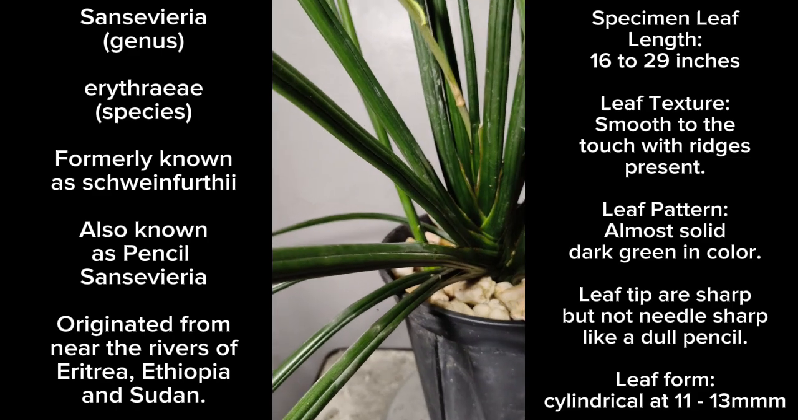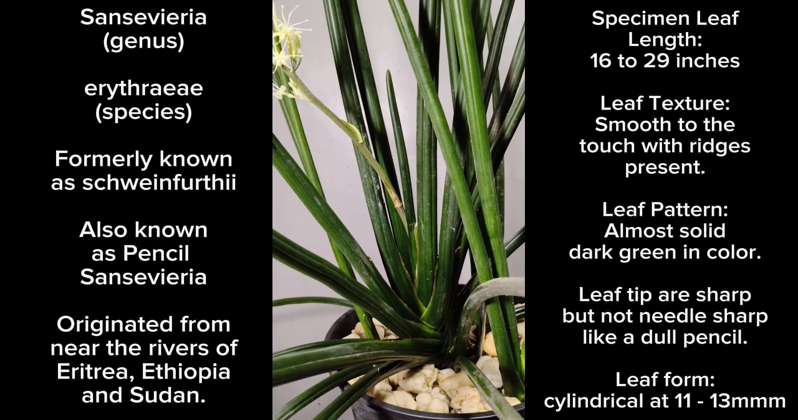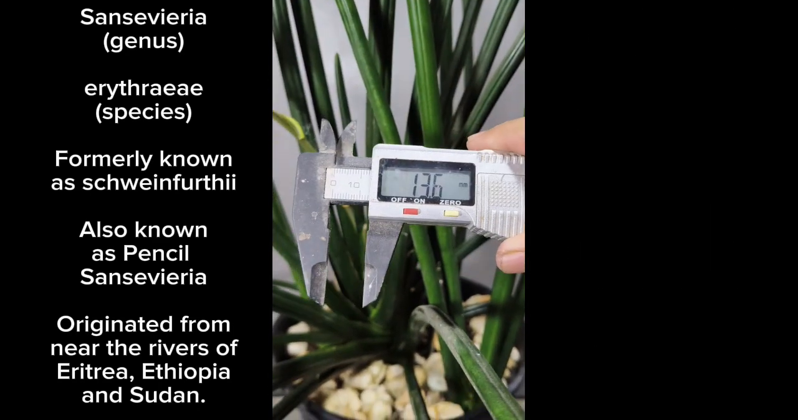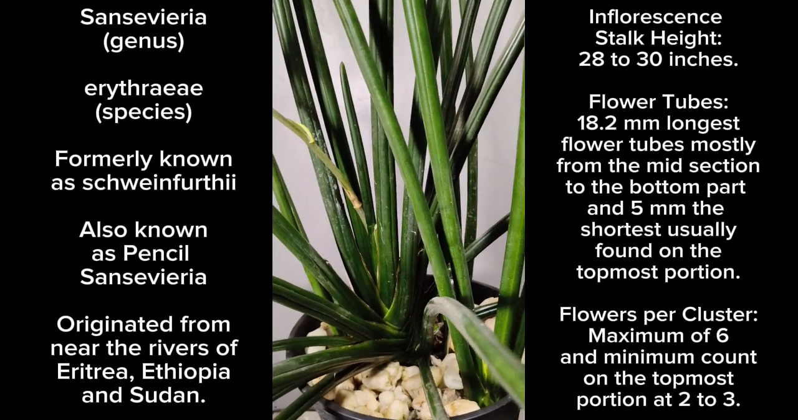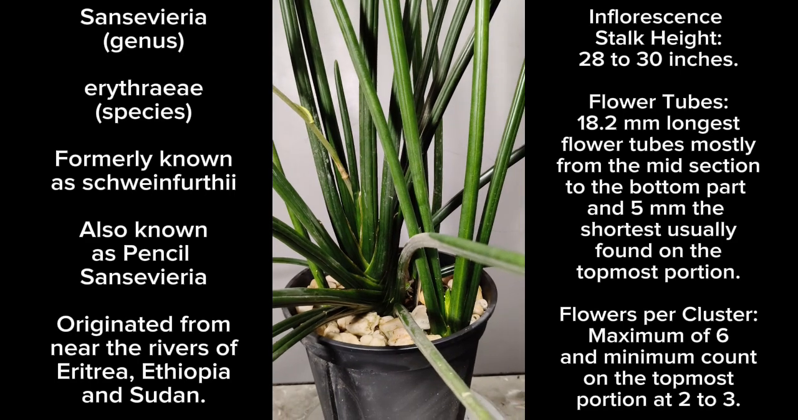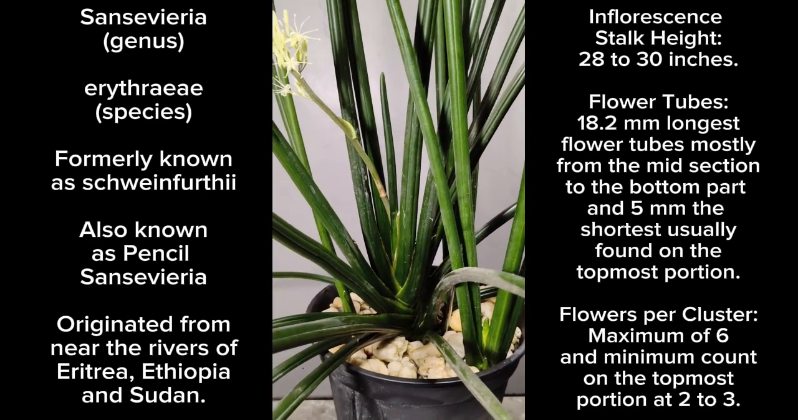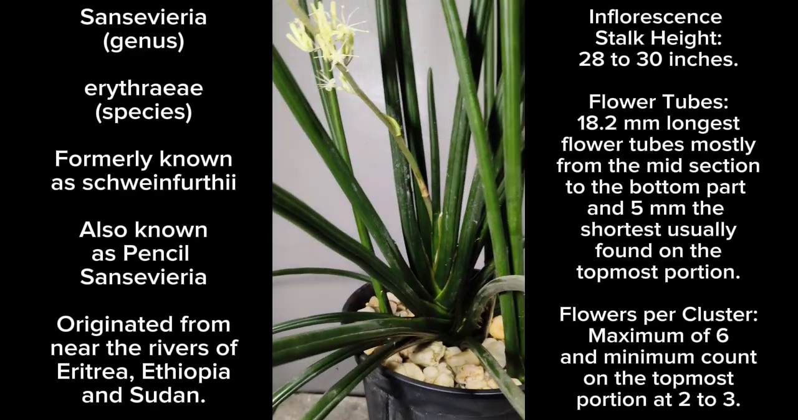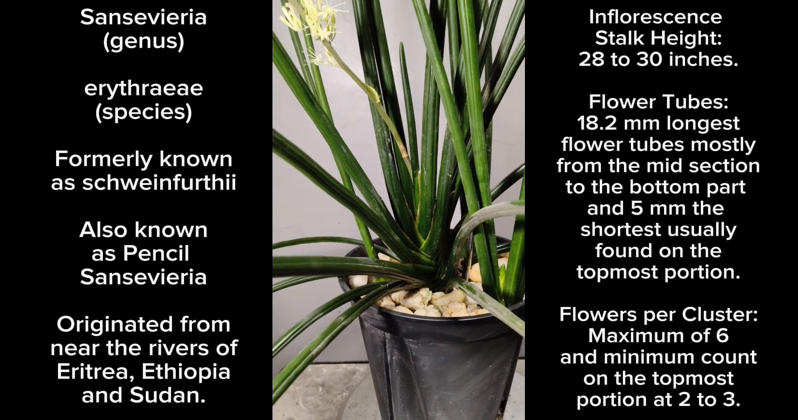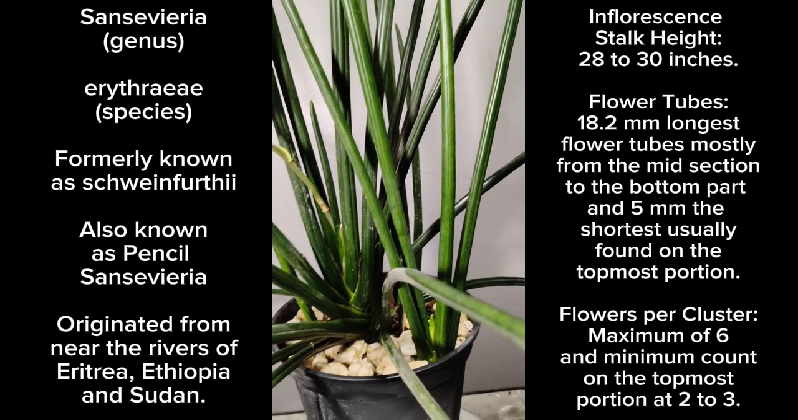Let's see if we can get a bigger or thicker measure, but I guess the thickest that I have measured is 13.6. So the leaf thickness, measured as the diameter of the leaf, would range from 10 millimeters to 13, or let's say 10 millimeters to 14 millimeters. That's the measure of the thickness of the leaves for Sansevieria erythraeae.